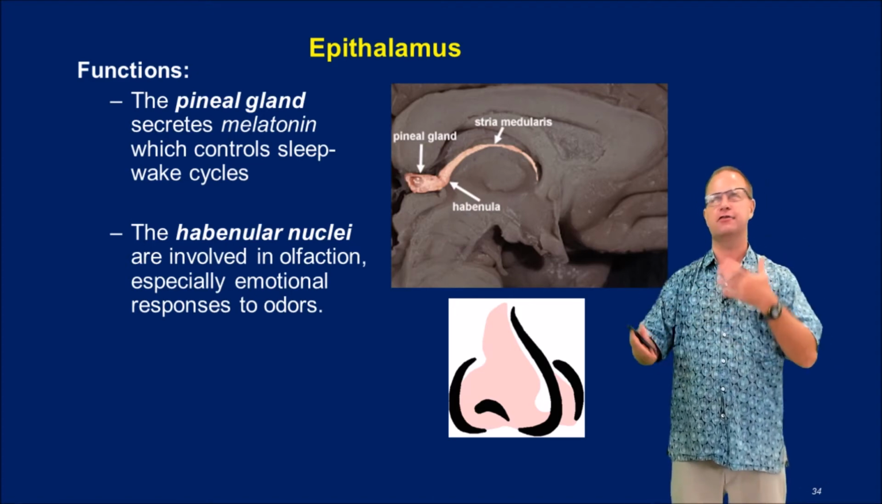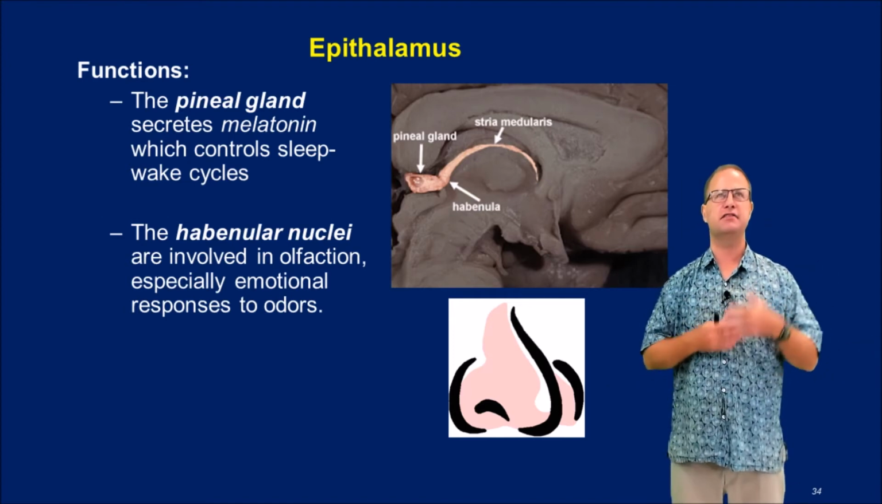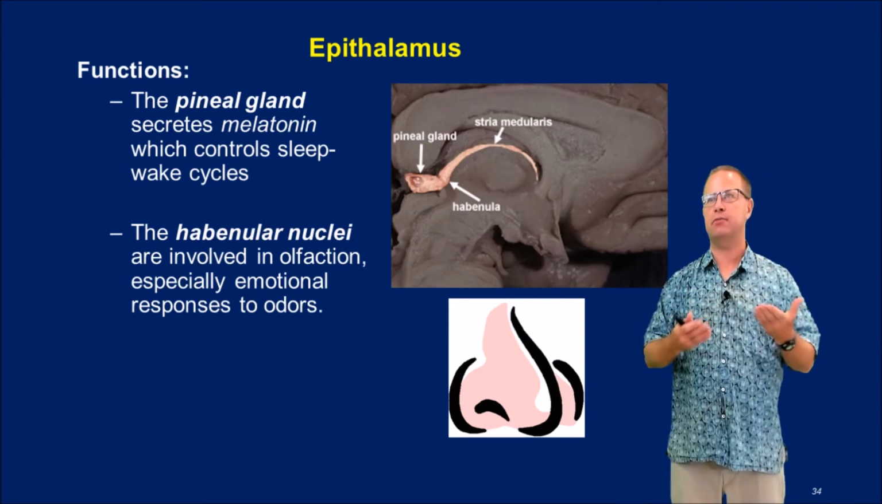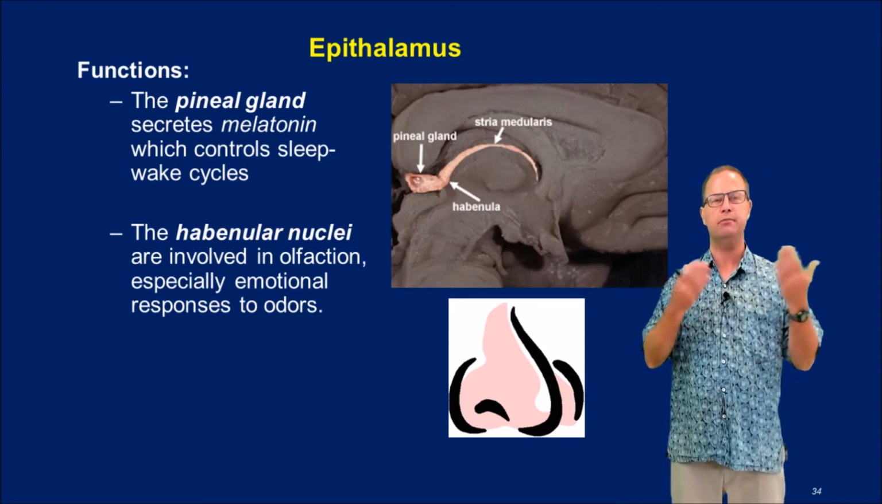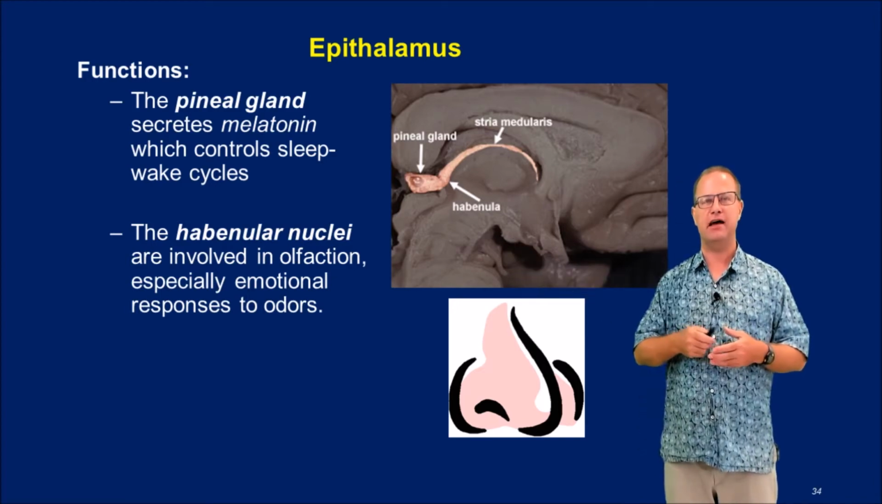Think about your first boyfriend or girlfriend. Did they wear a cologne or something, and you smell that cologne on the street 5, 10 years later? It really brings you back to that same memory because that memory is associated with particular smells, and that's part of our habenular nuclei, which is part of our epithalamus.